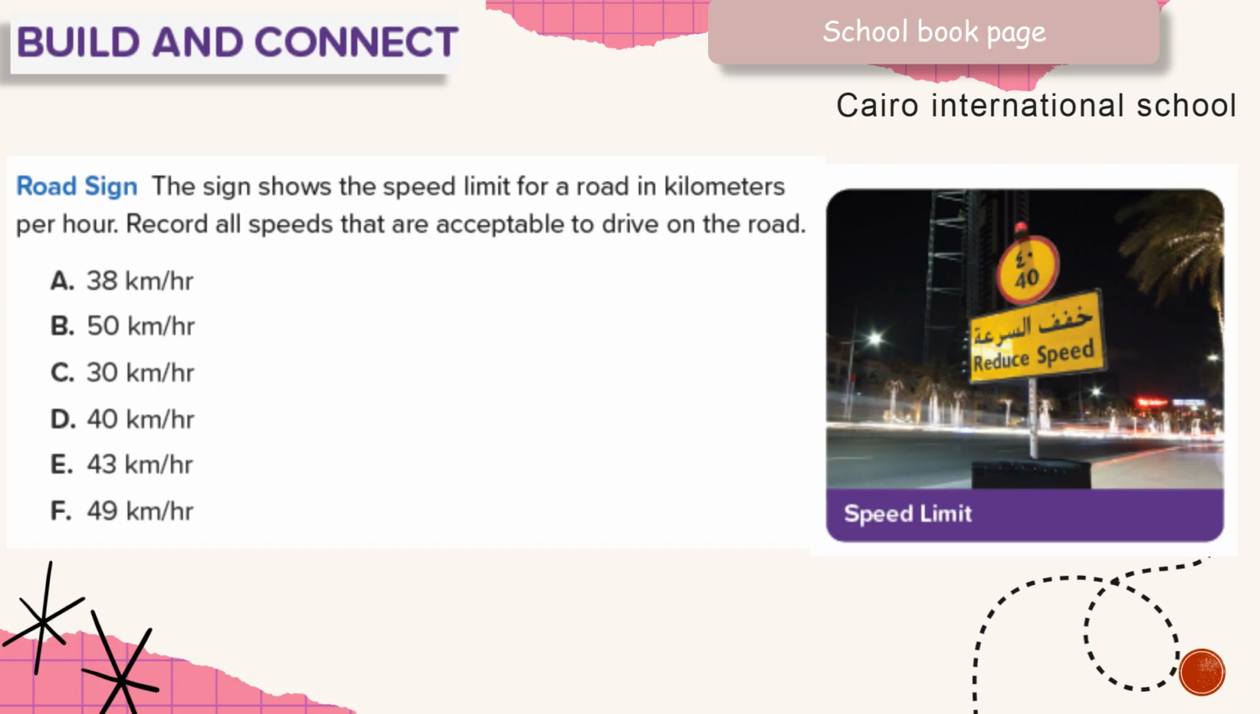Now let's try to find an inequality from this picture. The sign shows the speed limits of a road in kilometers per hour. Record all speeds that are acceptable to drive on the road. Now, if the speed limit is 40, you can't go higher than 40. So 38 is smaller, so it can't be. 50 is greater than 40, so we can't choose it. 30 is acceptable. 40 is also acceptable. 43 is greater than 40, and 49 is also greater than 40, so it's not acceptable.